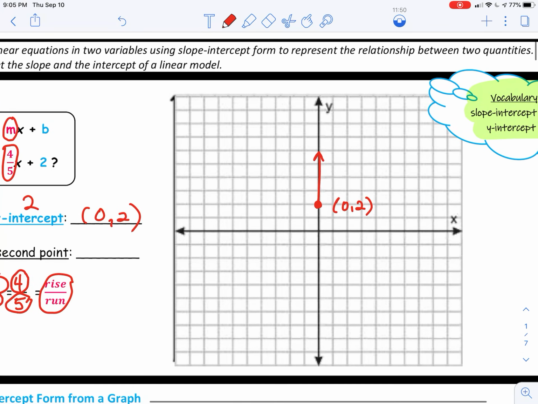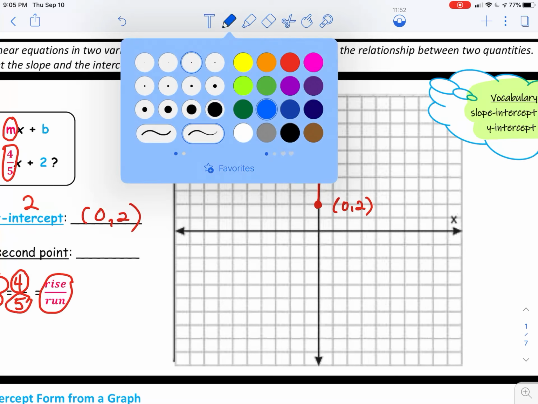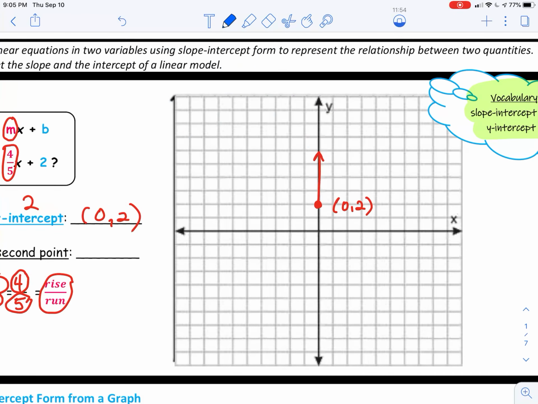So from where I just landed here, I'm going to change my pencil to blue. I'm going to go over 5 steps. I'm going to run, and just like we can rise in a positive and negative direction, we can run in a positive and negative direction. I can either run this way or I can run this way, depending on what my slope is. But since our slope is positive, we're going to be running in a positive direction.